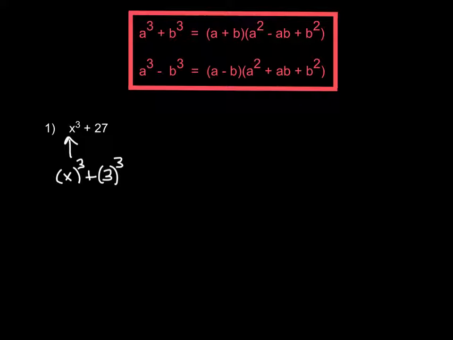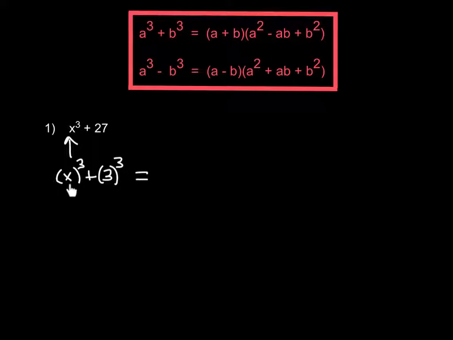3 cubed, 3 times 3 times 3, is 27. Now, we're going to follow along with the formula in order to write this out in factored form. If we look at the formula, it says when we have something cubed plus something cubed, that's equal to a plus b.